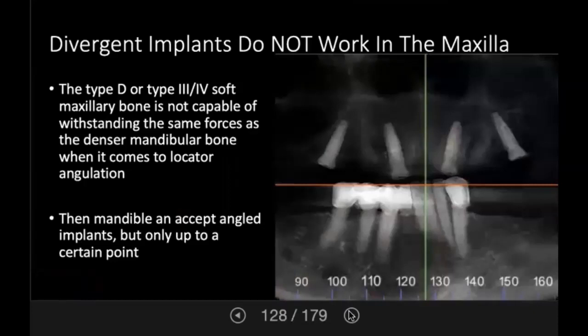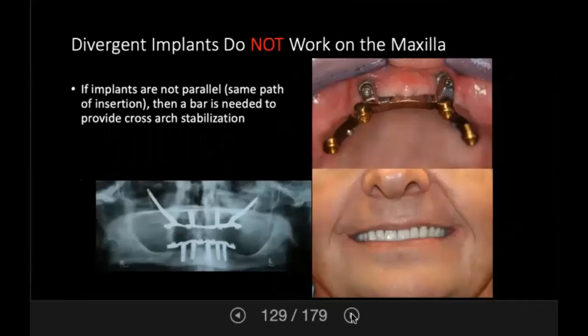When working up guided maxillary implant cases, please note that severely divergent implants do not work in the maxilla. The softer maxillary bone is not capable of withstanding the same forces as a denser mandibular bone when it comes to locator angulation. For implants with significant divergence, a custom milled bar is recommended to provide cross-arch stabilization and implant splinting. In this example, angled zygomatic implants and straight anterior maxillary implants are stabilized through the use of a bar.